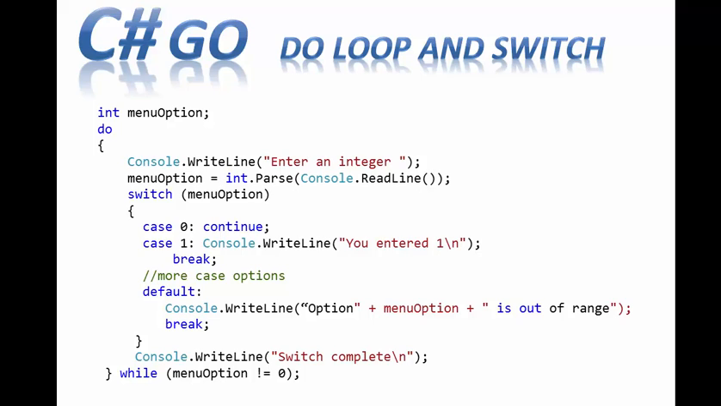Case 0 simply gives us a continue. Case 1, however, will give us a Console.WriteLine and inform the user that they have in fact entered a number 1. And notice the break statement that follows. This will break us out of the switch at that point and allow us to test for 0. We can of course add even more cases, and we'll be doing this in our example. So let's see how this works.